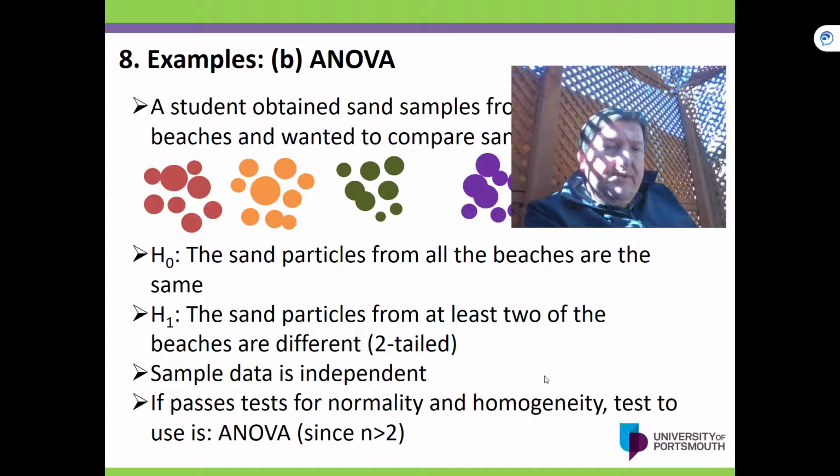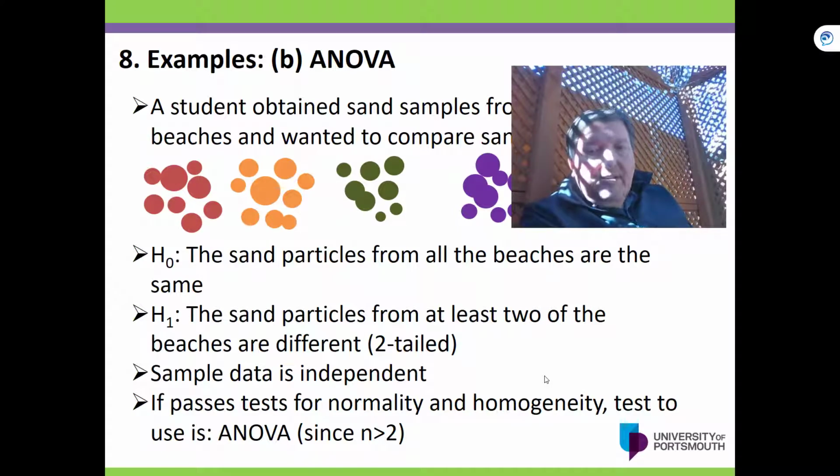Our alternative hypothesis, H1, will be that sand particles from at least 2 of the beaches are different. By difference, what I'm looking at is, maybe, the diameter or the radius or something like that, from at least 2 of the beaches are different. So this is our two-tailed test, and we look for a difference. Are there any differences between at least 2 of the beaches? Remember, the ANOVA only tells you if there's a difference between at least one of the pairs.